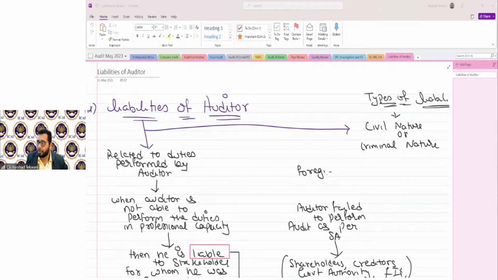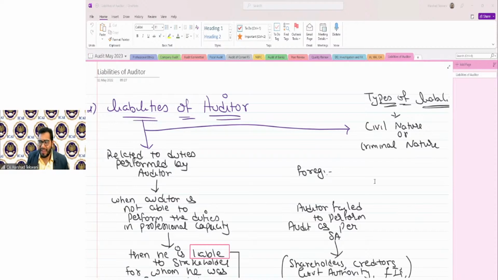Okay, so when I talk about the liability of the auditor, it is related to the duties of the auditor. If you do not fulfill the duty, then in that case your liability will arise.